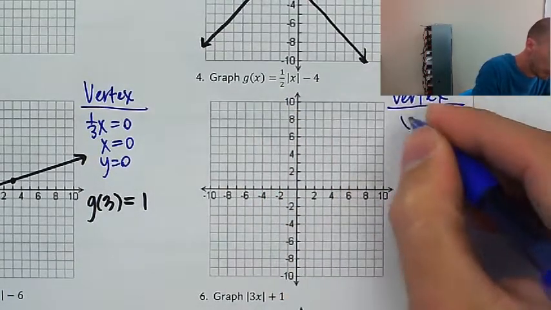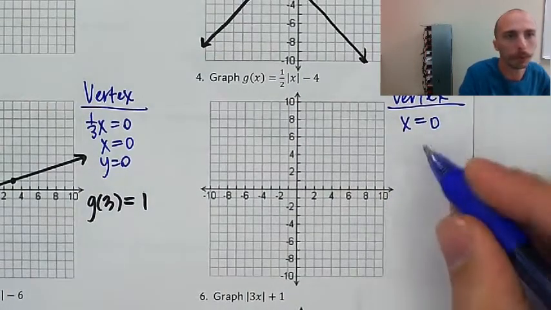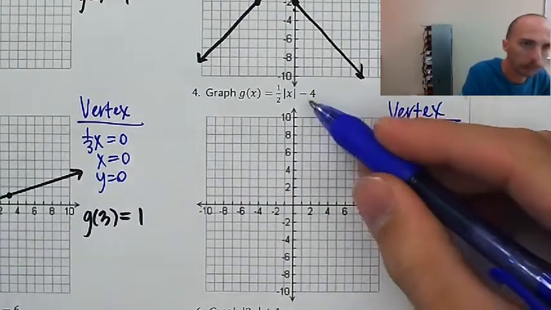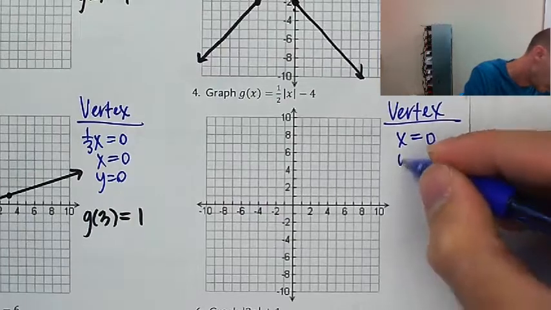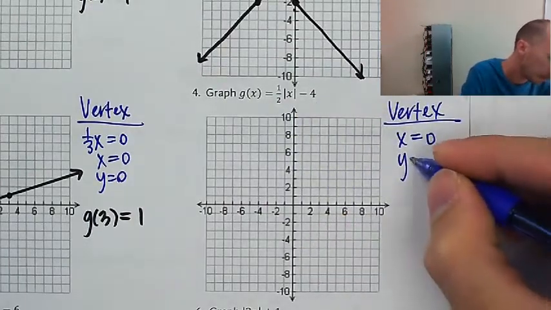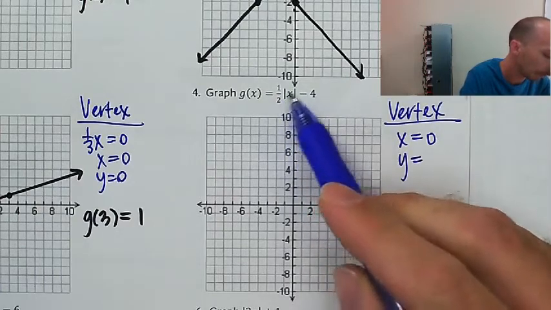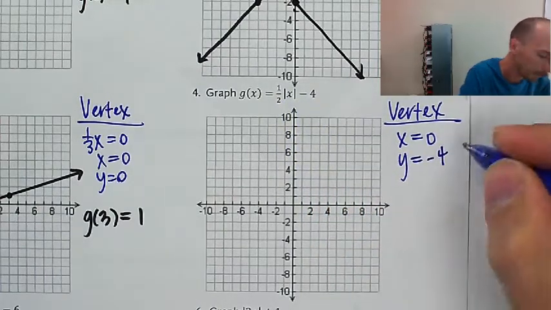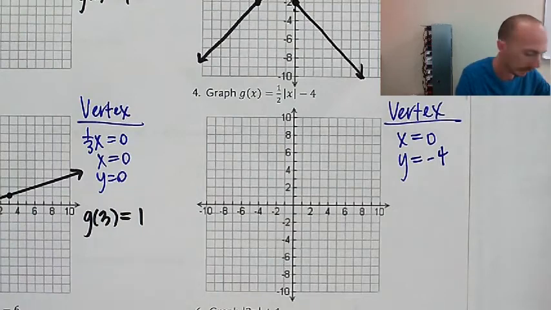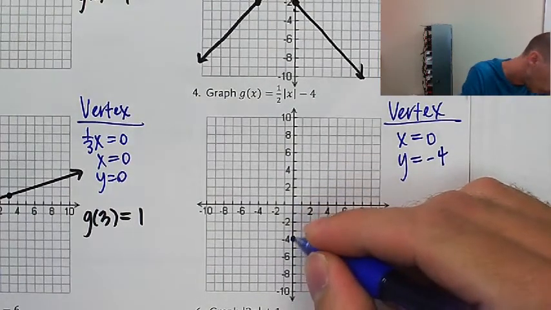That's where the inside of the absolute value is 0. Well, that's just going to be x equals 0. And then the y-coordinate is going to end up being negative 4. Maybe you've picked up on that it's that number that's added onto the outside. But if you haven't, you plug in x equals 0. Half of 0 is 0, minus 4 is negative 4. And so 0, negative 4 is down here.